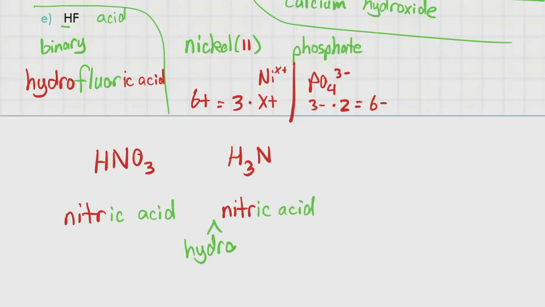We have the hydro so that we can distinguish between HNO3 and H3N. Those are two very different chemicals. Bad things might happen if you used one instead of the other. That's why we have the hydro prefix, in case anyone was wondering. Any questions at all about this chapter? Okay.